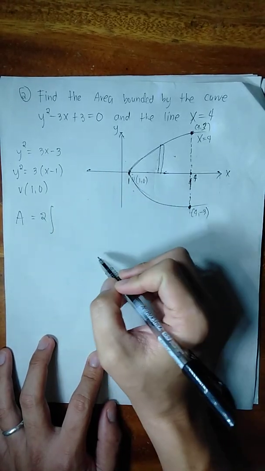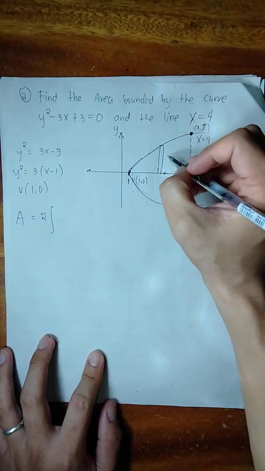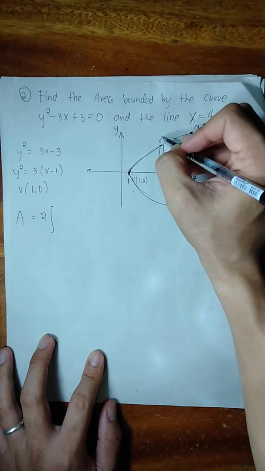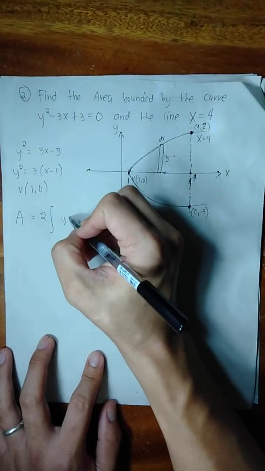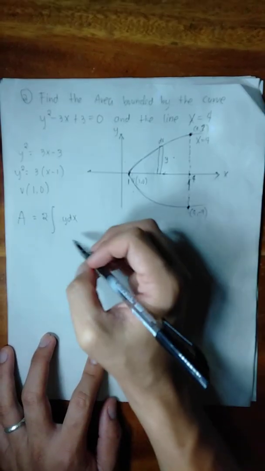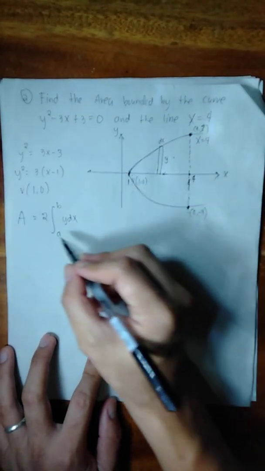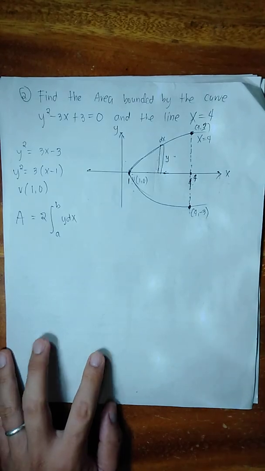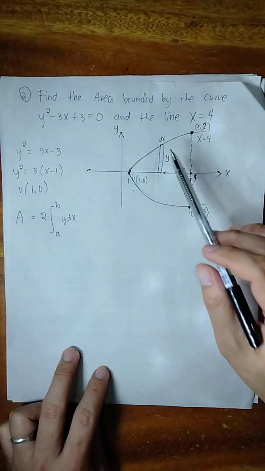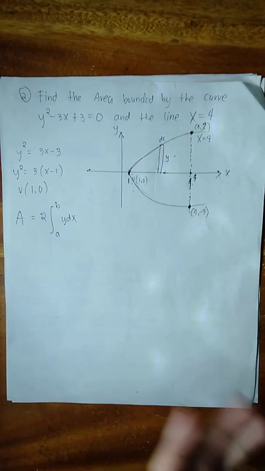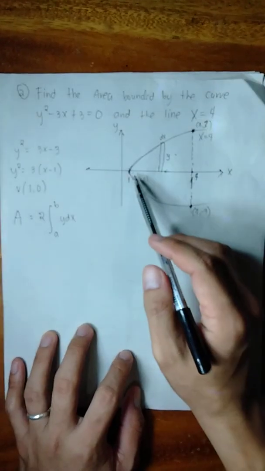The integral of your function, since vertical strip ang pinili, y dx, integral of y dx integrated from a to b, where a is equals to 1 and your b is equals to 4. So, times 2 lang, di ba? So, multiply mo lang sa sarili niya. Then, yun na. That's the total area of this one.